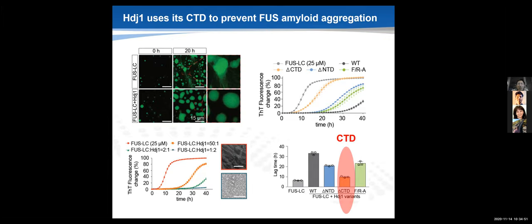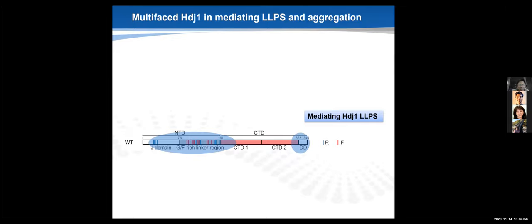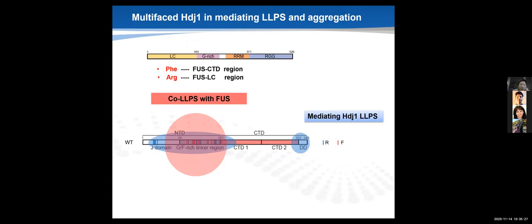So as a summary, in this part, we first show that HSP40 can spontaneously form phase transition by itself. And the NTD, especially the arginine and the phenylalanine in the NTD, the GF region, is very important in mediating HSP40 phase transition. Also, the DD dimerization domain is involved in phase transition. And FUS can co-phase separate with HSP40. Very interestingly, HSP40 uses different modules or residues to interact with different regions of FUS.